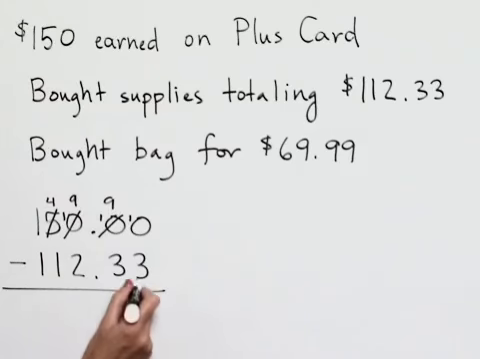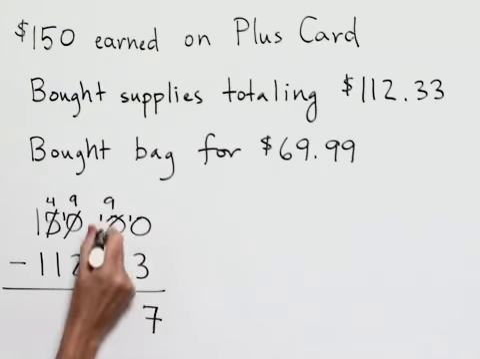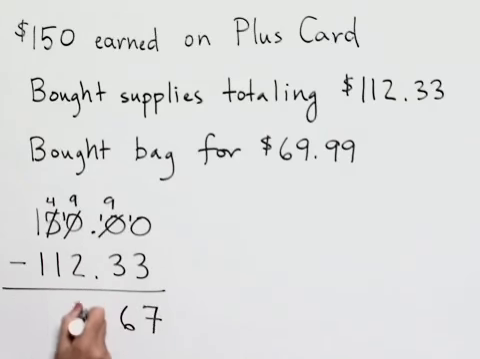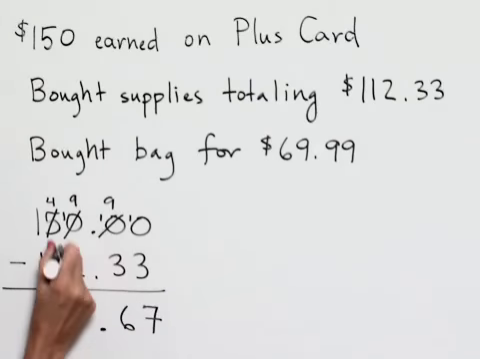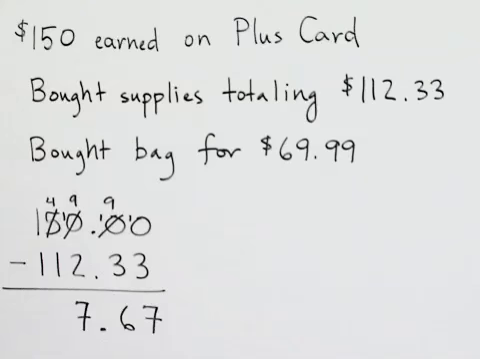So now we're going to have 3 subtracted from 10 to give us 7. We have 3 subtracted from 9 to give us 6. Our decimal point lines up. 2 from 9 gives us 7. And 1 from 4 is going to give us a value of 3. We now have a point total of $37.67 on our Plus card.